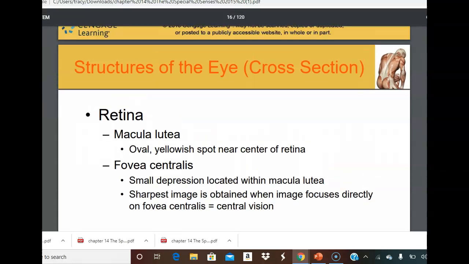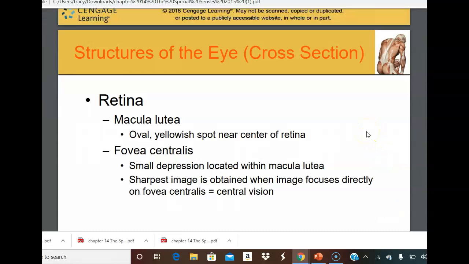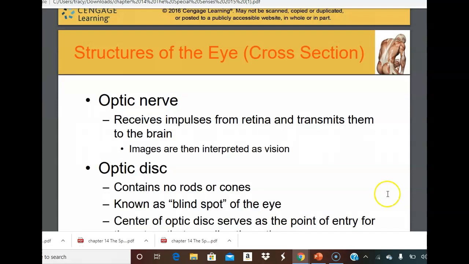Other structures that are important with the retina are the macula lutea. That's a yellowish spot near the center of the retina, and that's actually where the optic nerve and the main retinal artery come out. The fovea centralis is in the middle of the macula, and it's a small depressed area. This is the sharpest image that can be obtained with focusing directly. So the fovea centralis is our central vision, which allows us to read and see typed words and what have you.